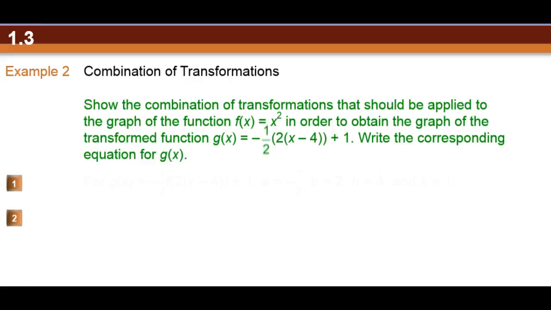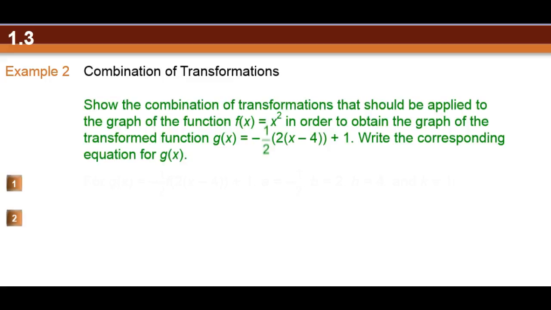Okay, so example 2 says: combinations of transformations. Show the combinations of the transformations that should apply to the graph of the function x squared in order to obtain the graph of the transformed function g of x equals negative a half times 2 times x minus 4, plus 1. Okay, so all we're going to do is basically describe, because it says write the corresponding equation, but they just told us the equation, so we don't need to write it.